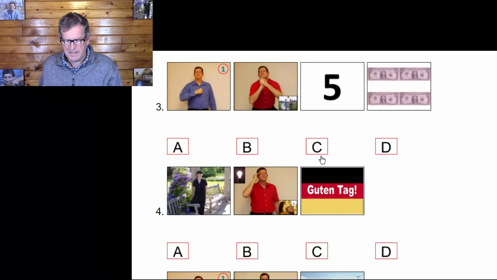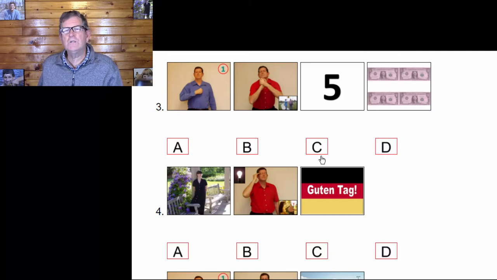Again. A. ¿Qué quieres dinero? B. ¿Cuáles dólares quieres? C. ¿Cuánto dinero quieres? D. ¿Cuánto dinero quieres? You picked the right answer. Okay, makes no sense. It's, ¿qué quieres dinero? What do you want? Money.